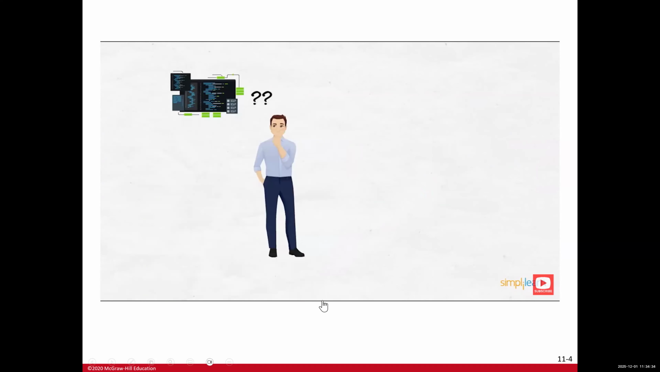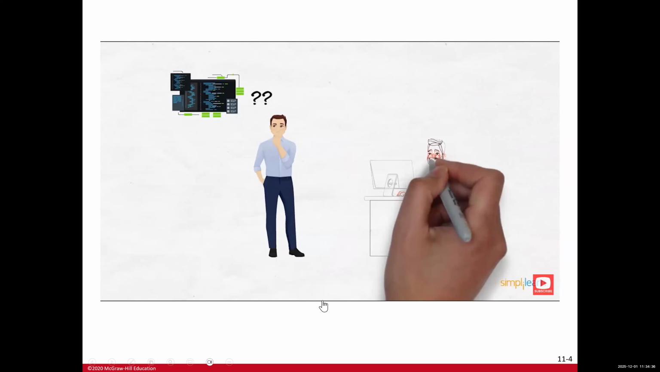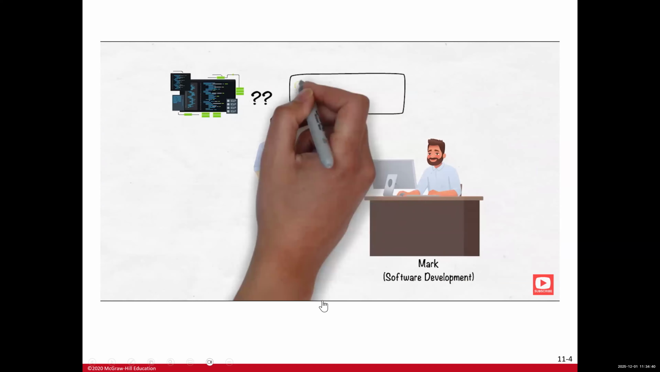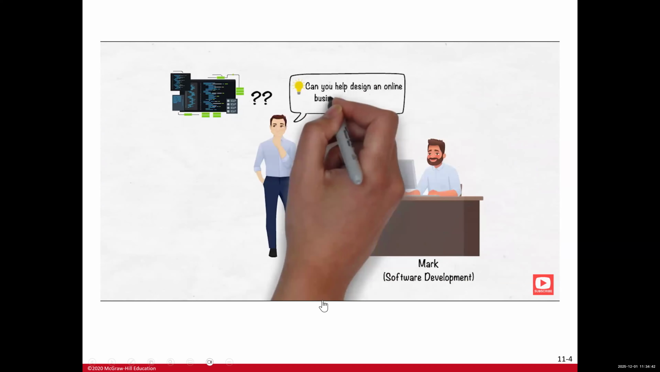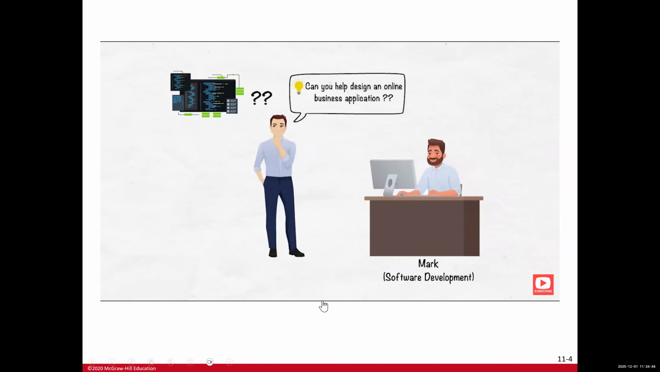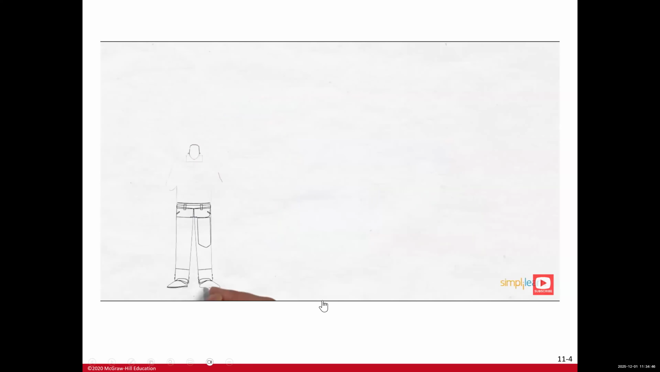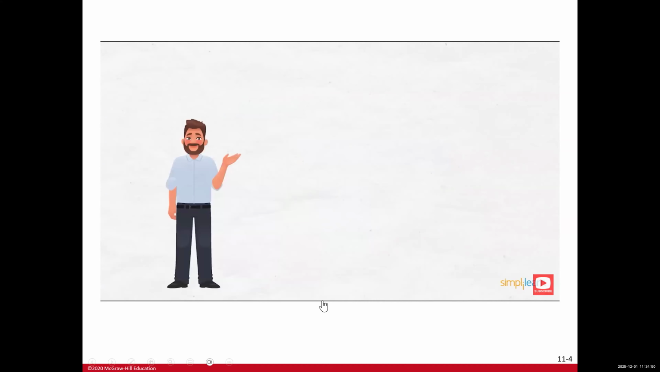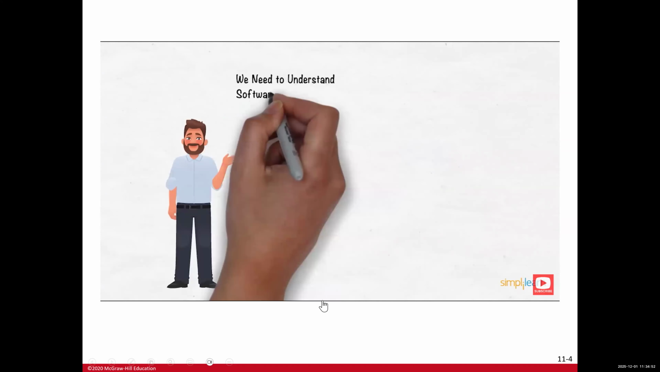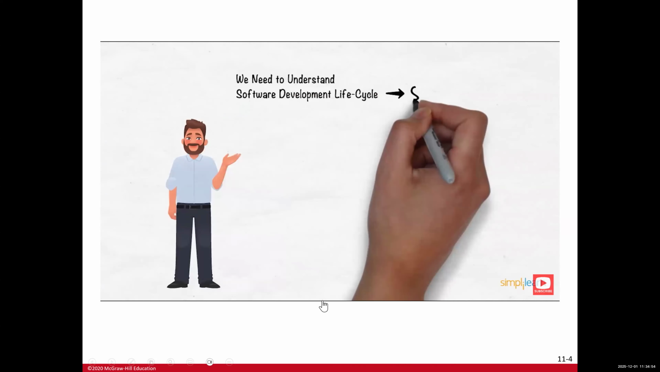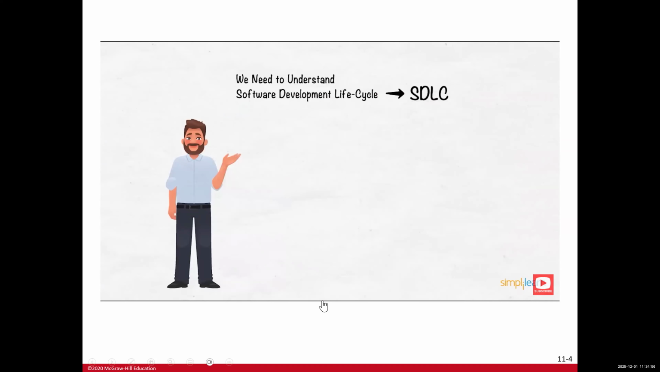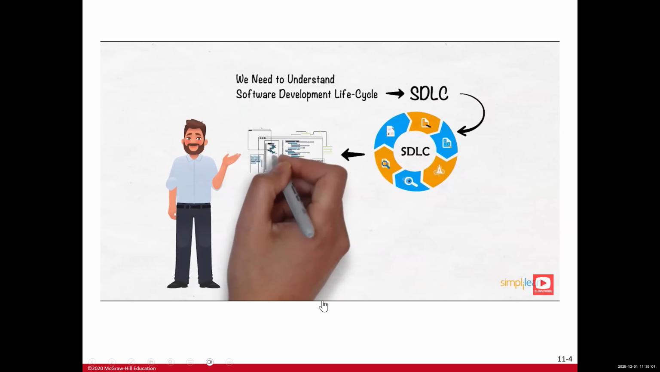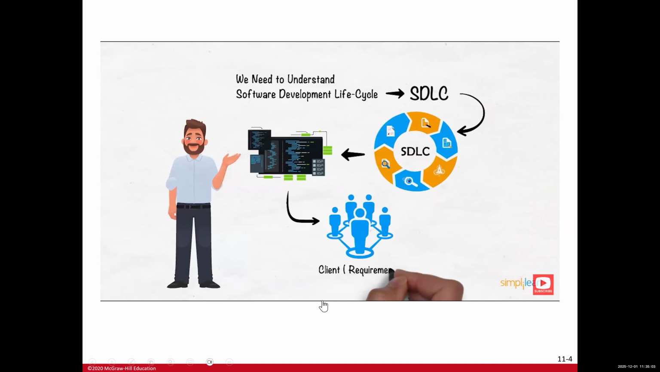To start with his business idea, Adam meets his cousin Mark, who is a software developer and a good one at it. He pitches his idea and asks his cousin to help him design an online business application. Mark explains to Adam the way of designing the best online shopping application. We need to understand the working of the software development lifecycle, also known as the SDLC. It involves distinctive phases to initiate the software production based on the client requirements.